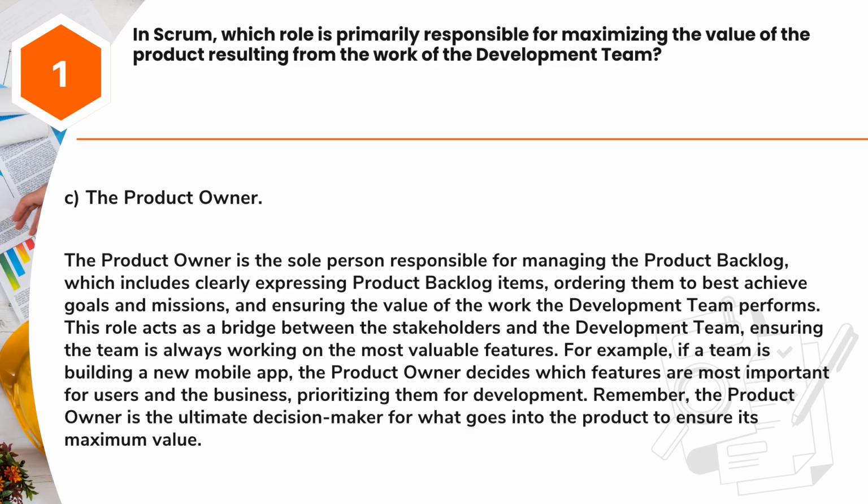This role acts as a bridge between the stakeholders and the development team, ensuring the team is always working on the most valuable features. For example, if a team is building a new mobile app, the product owner decides which features are most important for users and the business, prioritizing them for development. Remember, the product owner is the ultimate decision maker for what goes into the product to ensure its maximum value.